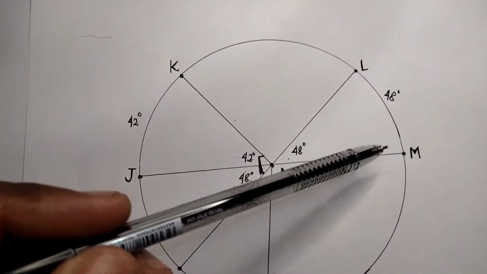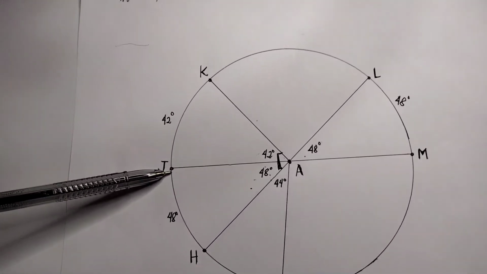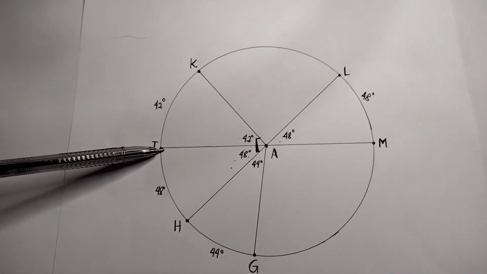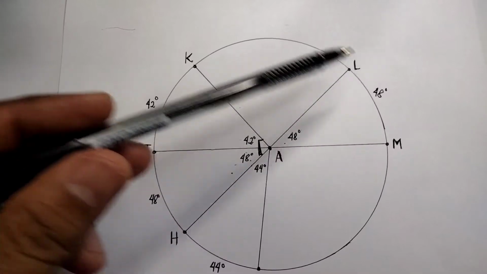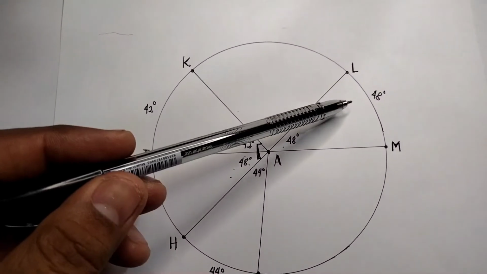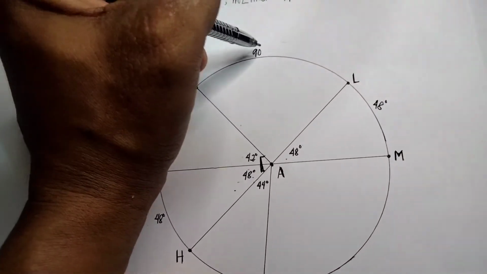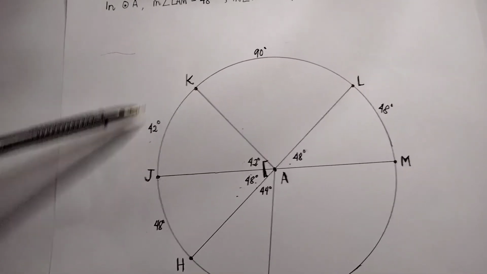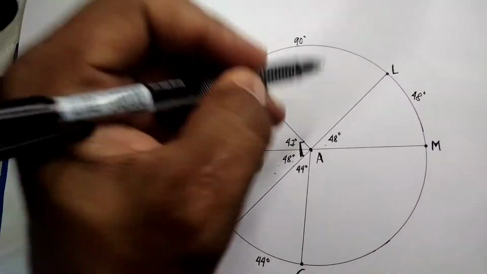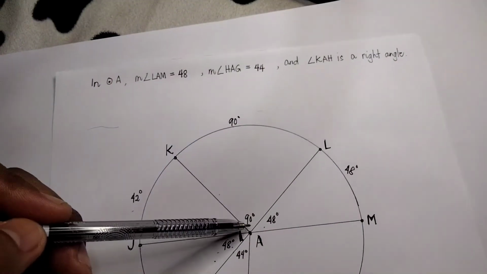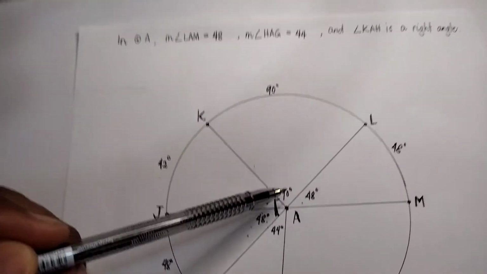Next. In this figure, arc MKJ is a semicircle. The measure of the semicircle is 180 degrees. We already have 42 degrees here and 48 degrees here. 42 plus 48 is 90. Subtract from 180, so this arc is also 90 degrees. We have 42 plus 90 plus 48 equals 180. If this is 90 degrees, this is also 90 degrees, because KL is the intercepted arc of angle KAL, and this is a central angle.